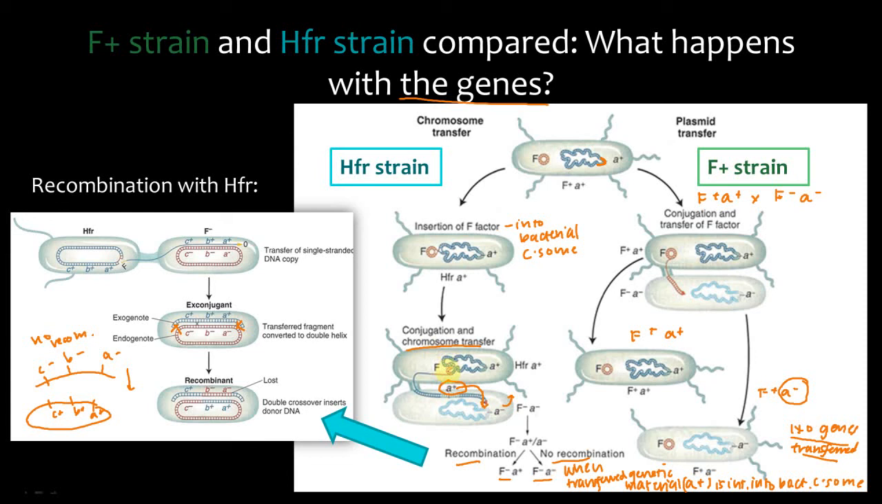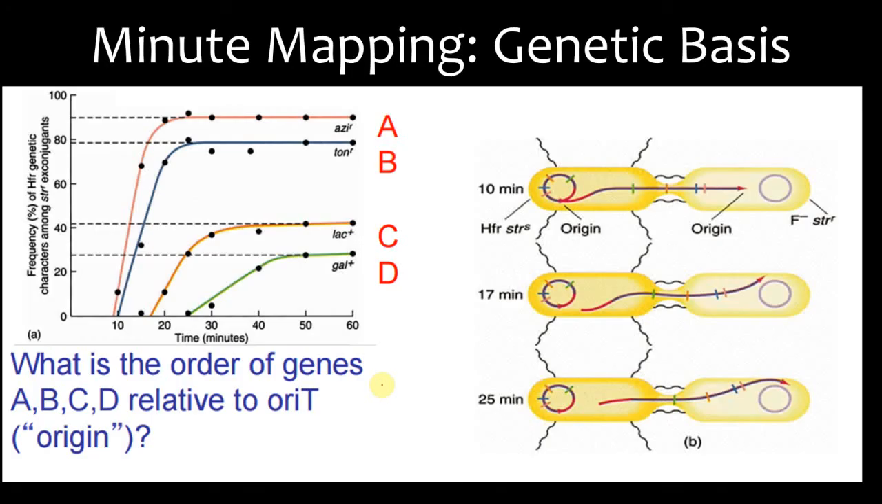And on top of genes being transferred, there can either be no recombination, so the genes that get transferred don't actually make it into the bacterial chromosome, or recombination can happen and either all or some of the genes that are transferred from the Hfr strain get integrated into the recipient bacteria. Okay, so the big takeaway here, the questions that you're going to be asked about, are minute mapping. So what exactly is minute mapping?